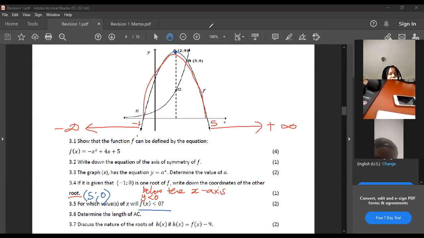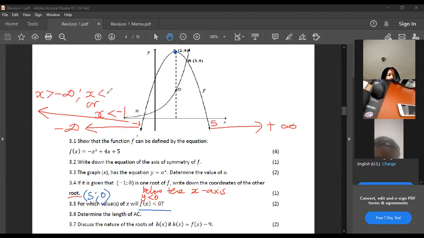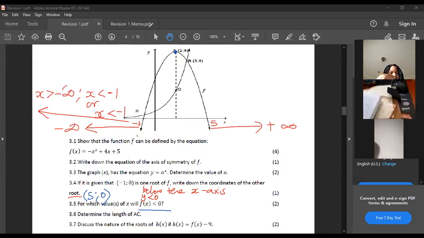Now, how do I then define this region from -1 to negative infinity? You define it as x is less than -1. X is less than -1 because it's less than -1. Or if you want, you can say x is greater than negative infinity, but x is less than -1. But it's the same thing.